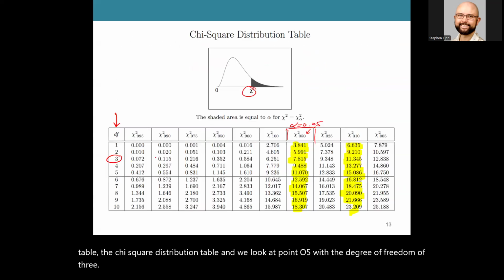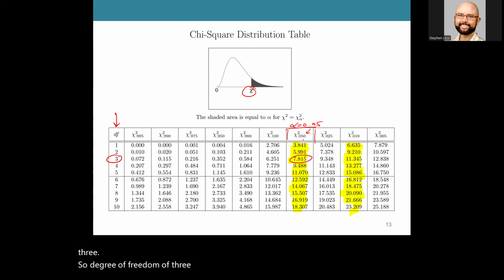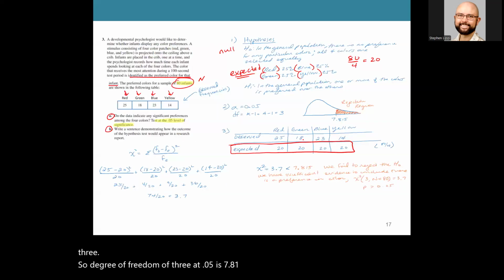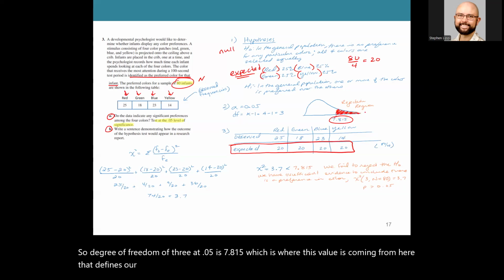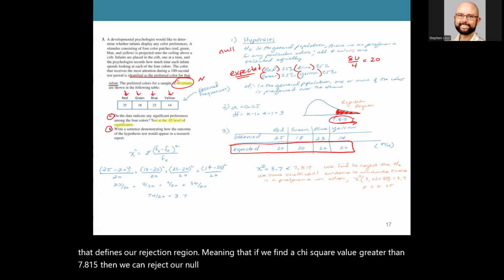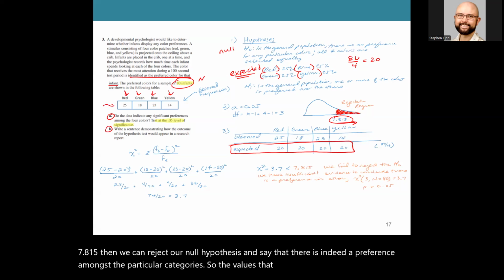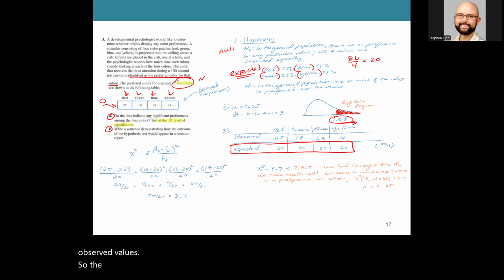So degree of freedom of 3 at 0.05 is 7.815, which is where this value is coming from here. That defines our rejection region, meaning that if we find a chi-square value greater than 7.815, then we can reject our null hypothesis and say that there is indeed a preference amongst the particular categories. So the values that we actually counted, right, these are our observed values. So the observed values here are 25 red, 18 green, 23 blue, 14 yellow.